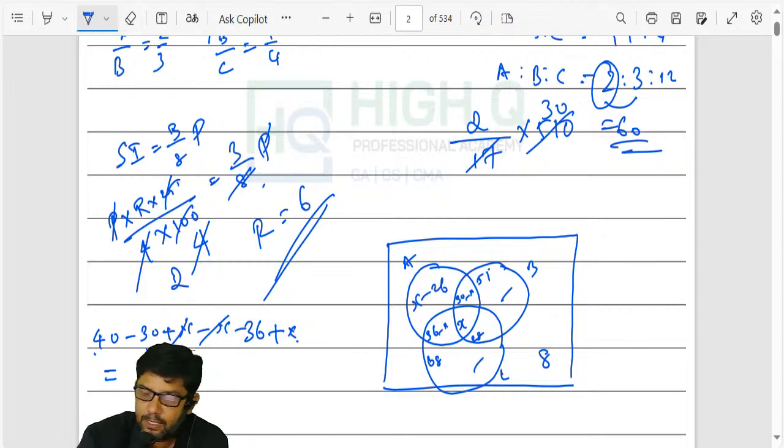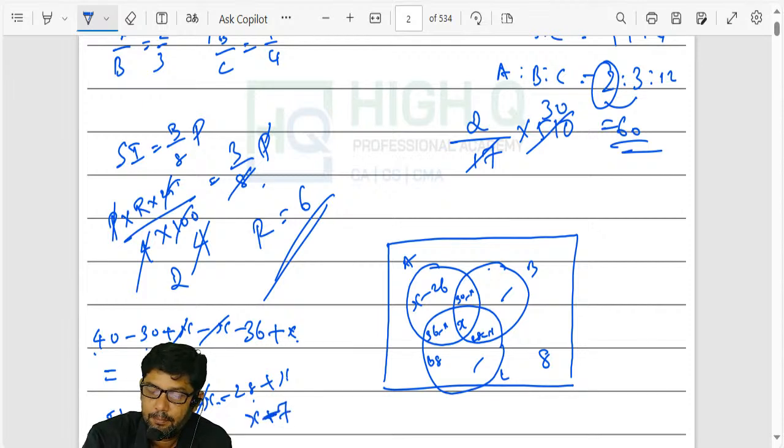And what is this? 51 now. 51. So what is it, my dear? 51 minus 30 plus x minus x, minus 28 plus x minus x get cancelled. Am I right? 51 minus 30 is what? 21. 21 minus 28, is it x plus 7? Sorry, minus 7. Sorry, this one, x minus 7.